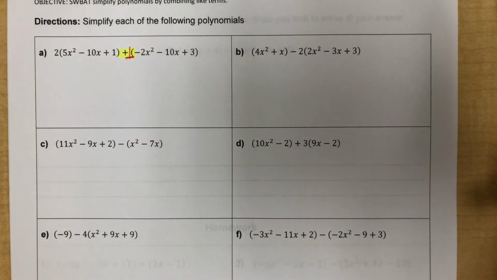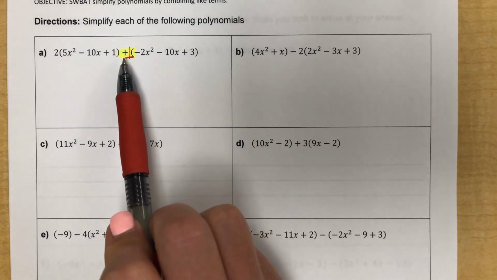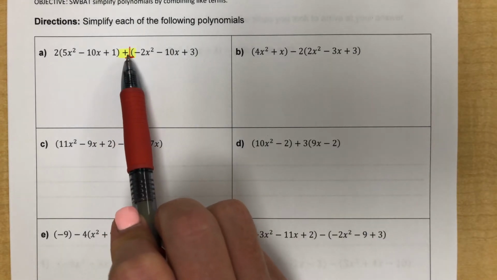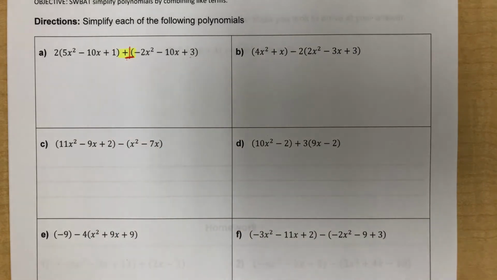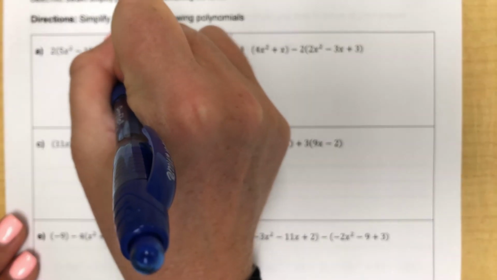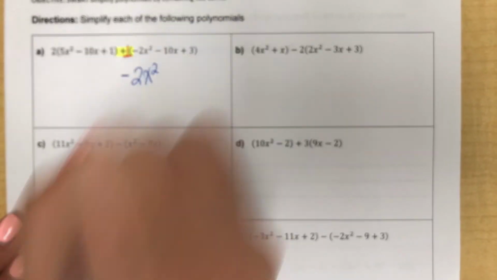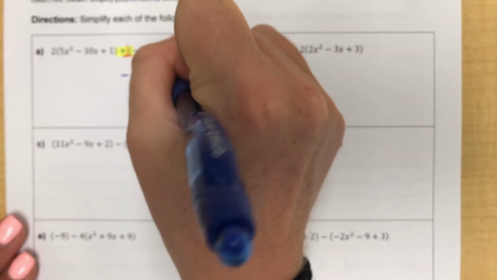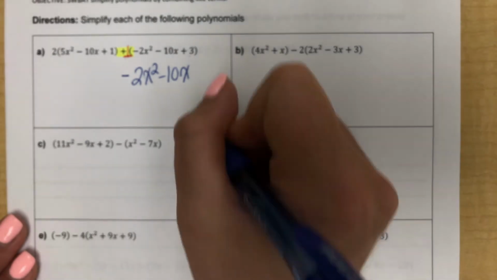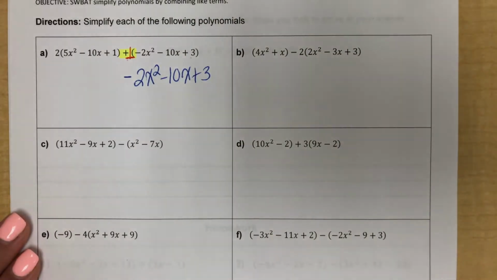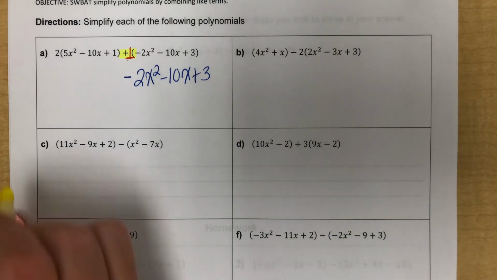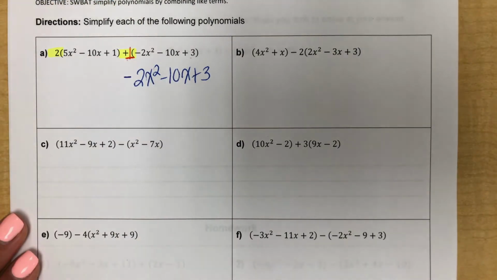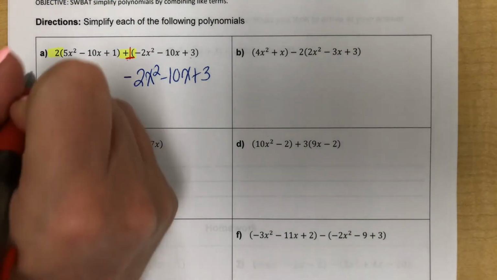Nothing's going to change. So if you remember the notes on the first page, if I'm distributing a positive 1, I can just ignore the parentheses. So I'm just going to rewrite all of these terms. I have a negative 2x squared, I have a negative 10x, and I also have a positive 3. If I look at the number in front of my first set of parentheses, right, that's a positive 2.